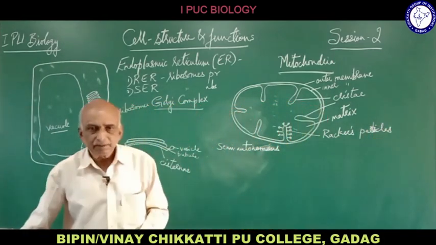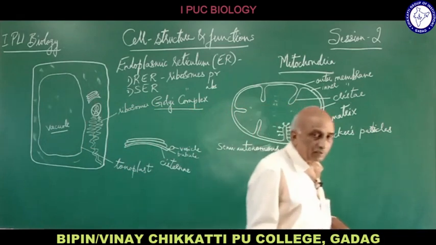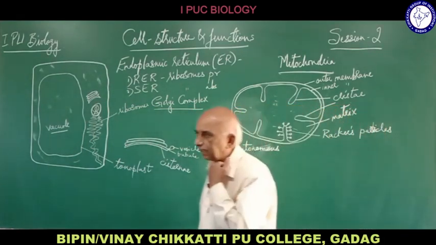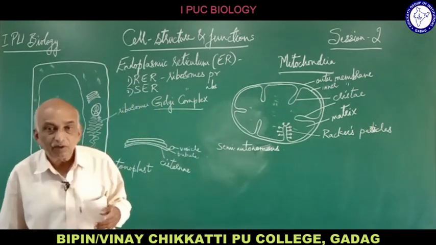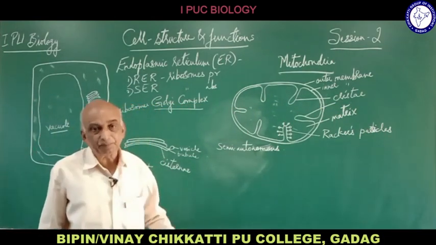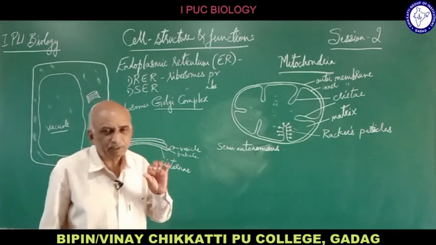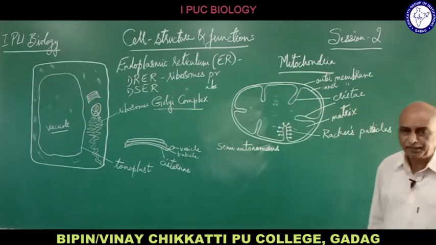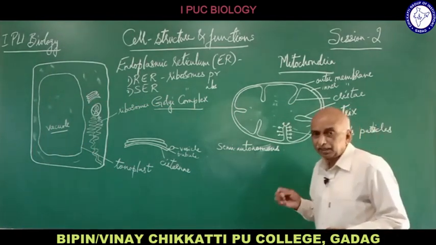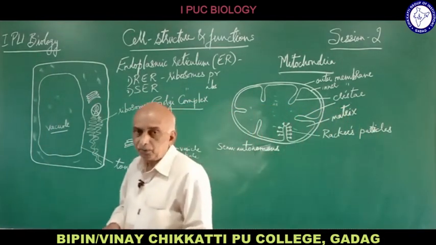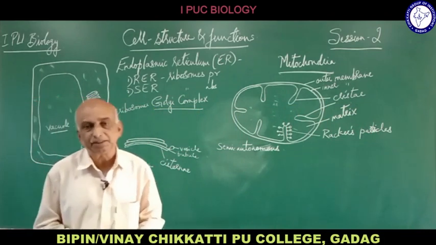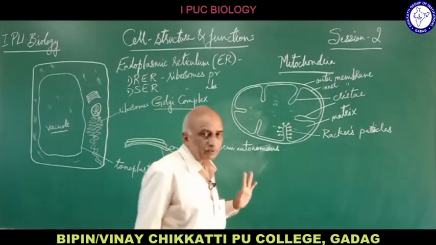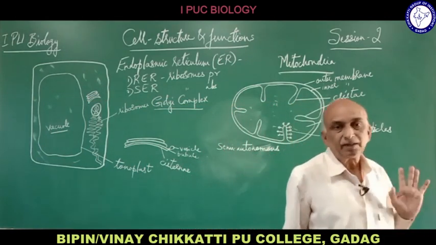So F1 particles are also called Racker's particles, named after a scientist called Racker. So Racker's particles, or elementary particles, or F1 particles, are small nail-like structures arranged on the surface of the cristae, and they are involved in cellular respiration. That means the only function of the mitochondria is cellular respiration.